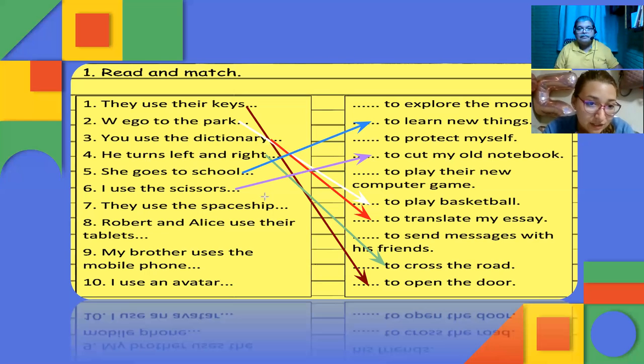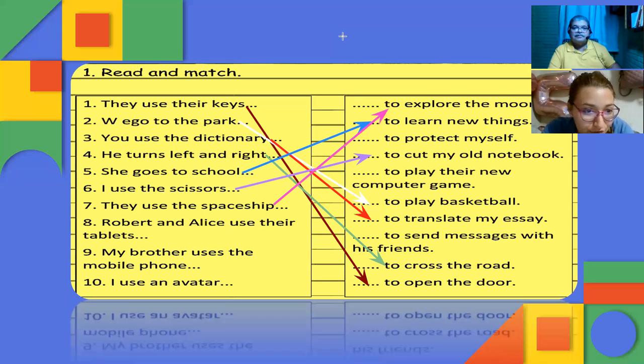They use the spaceship. I don't know what this is. Spaceship. Space. They use the spaceship. The astronauts go on a spaceship. Okay. To explore the moon, yeah.